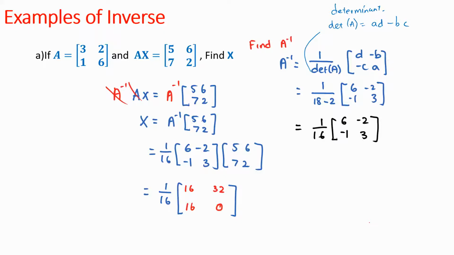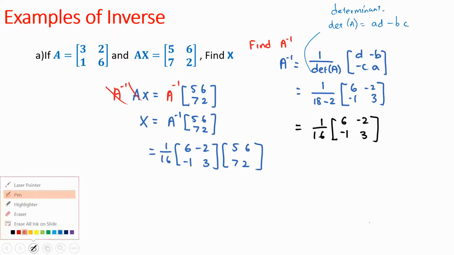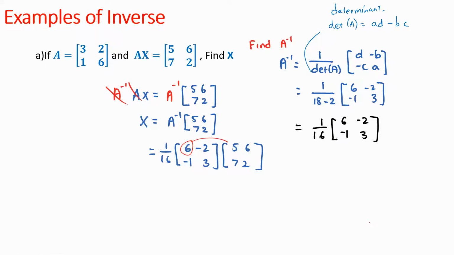I got my 16, 32, 16, 0. How did I get that? Let's take a step back and I'll show you what I did. So I did 6 times the 5, so row 1, column 1. Row 1, column 1: 6 times 5 is 30. Negative 2 times 7 is negative 14. So 30 subtract 14 gave me 16. So that's row 1, column 1.